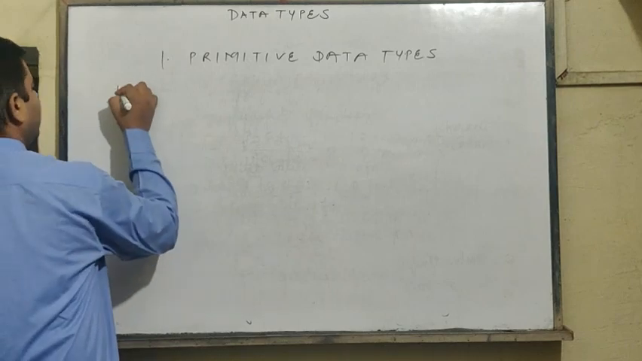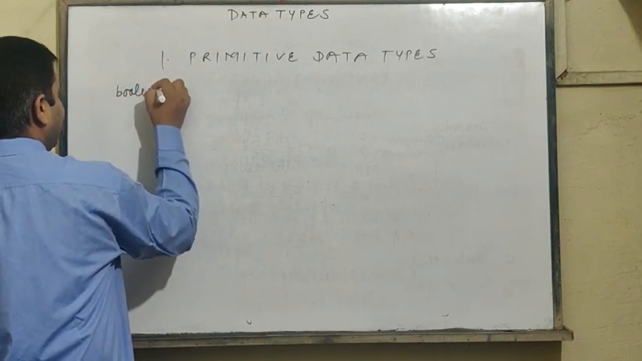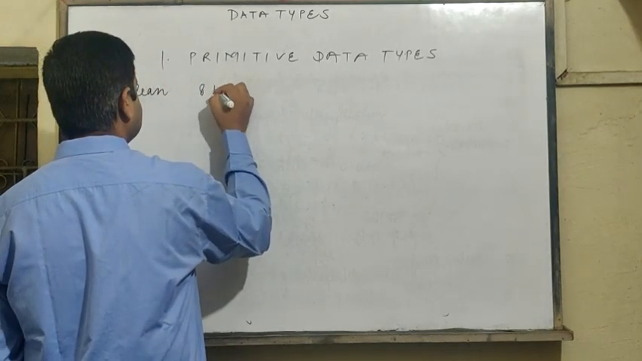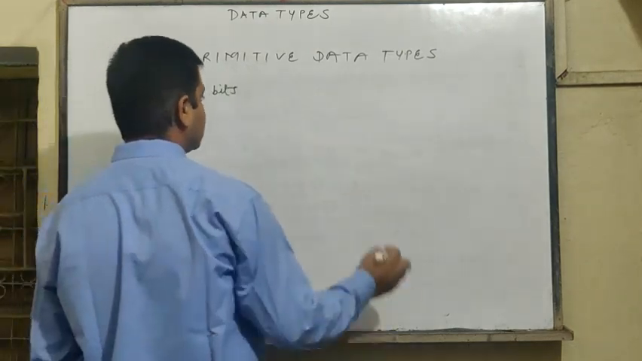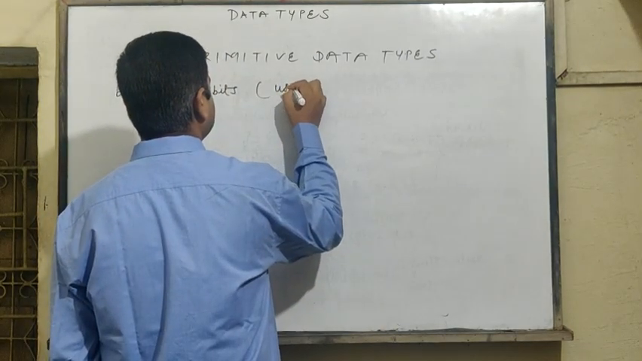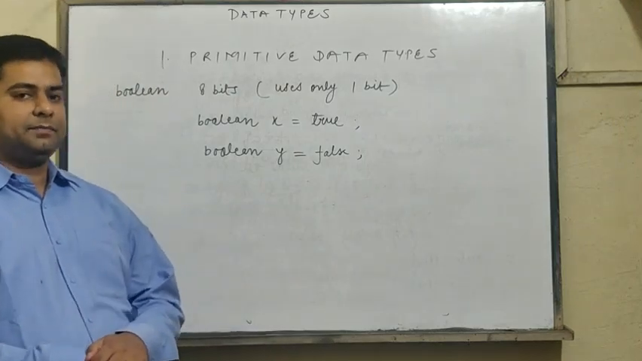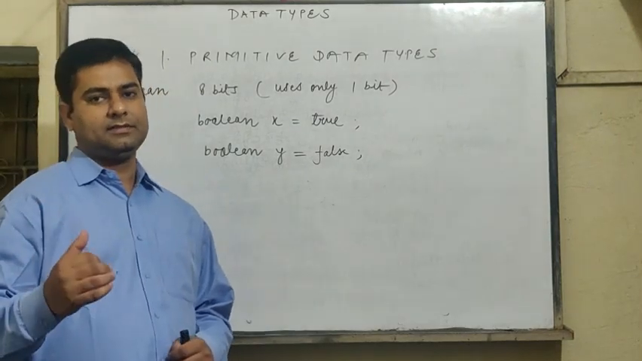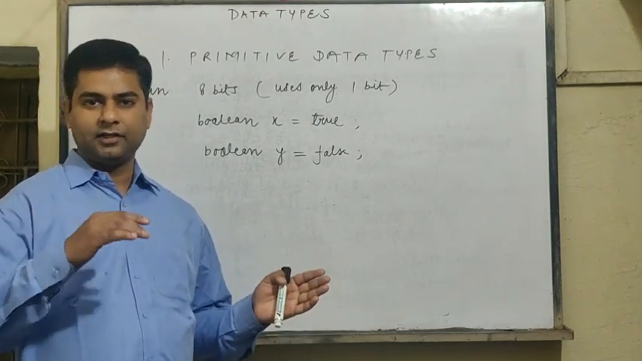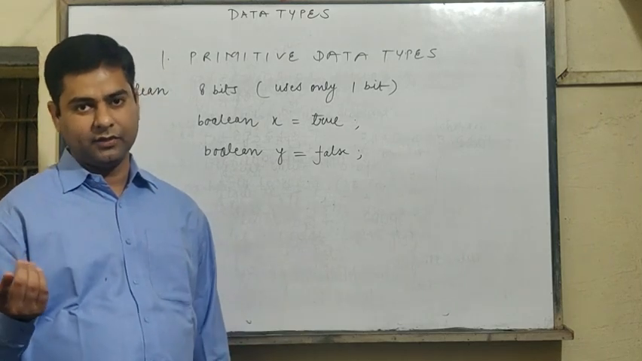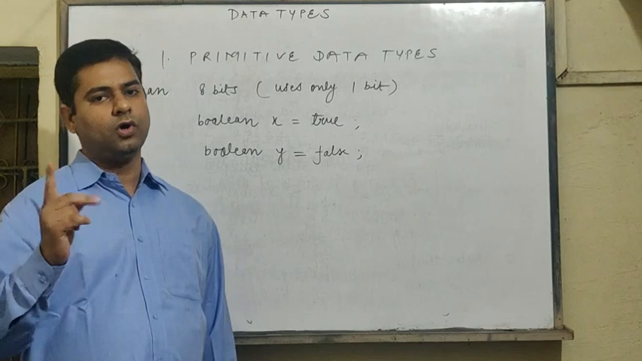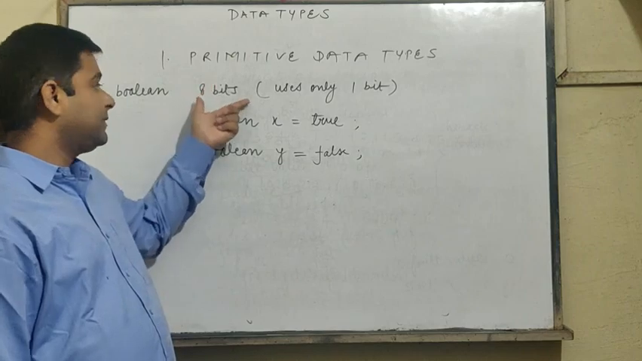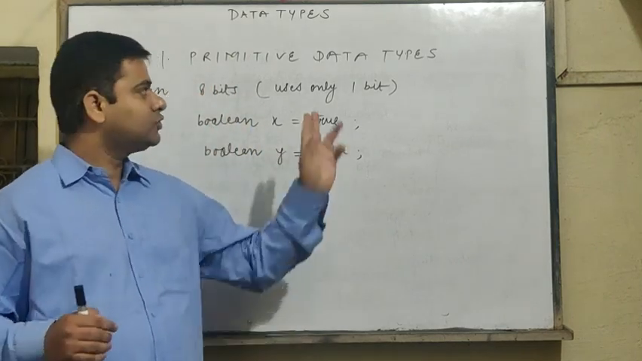How does it work? Boolean, B-O-O-L-E-A-N, data type. It assumes 8 bits, but uses only 1 bit. The last data type we generally use in Java is called the Boolean data type, and its purpose is to store either false or true values. It can store two values only, either true or false, in small letters. First of all, the size of a Boolean data type is 8 bits. It assumes 8 bits, but uses only 1 bit.